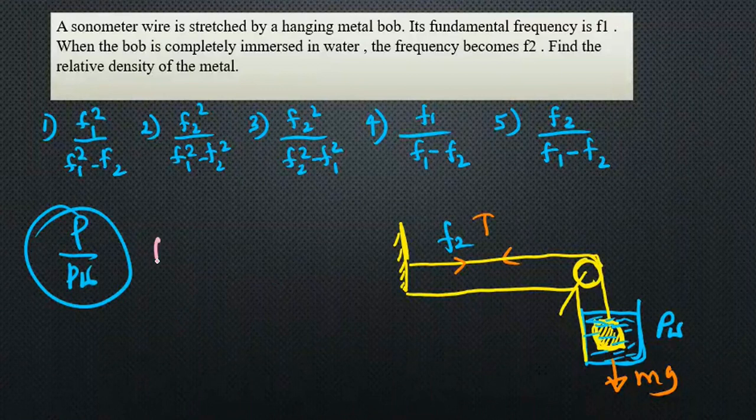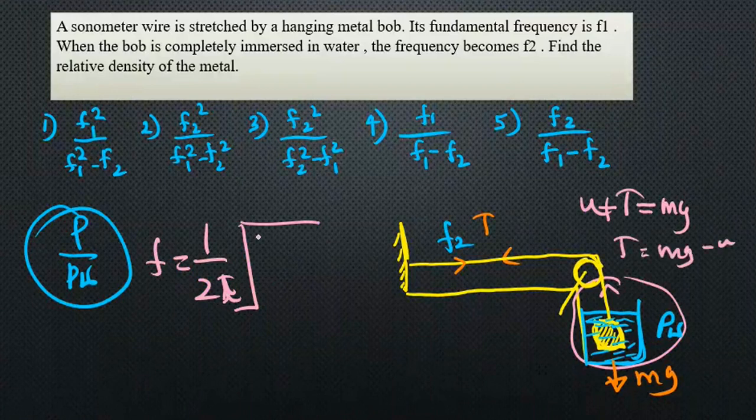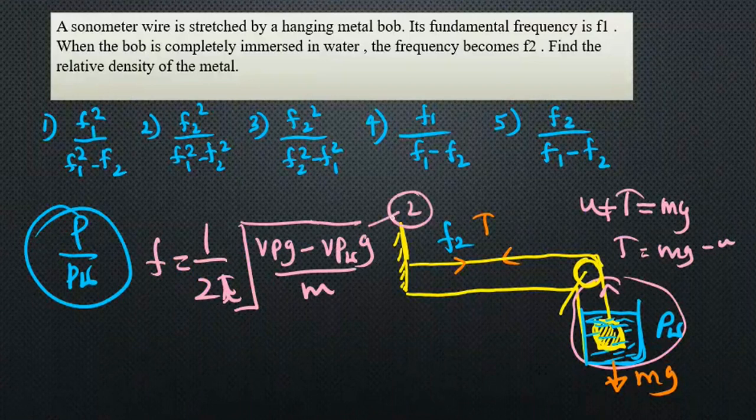So let's write the new F is equal to 1 over 2L, that won't change. Now the tension will change. Let's write the equation for equilibrium: tension plus upthrust is equal to mg. So tension will be mg minus upthrust. So V rho g, that is mg, minus upthrust, again we can write the immersed volume is V and density of water rho W g, divided by again M. That is the second equation.